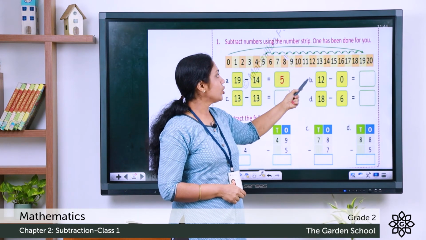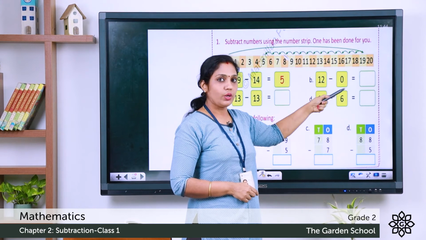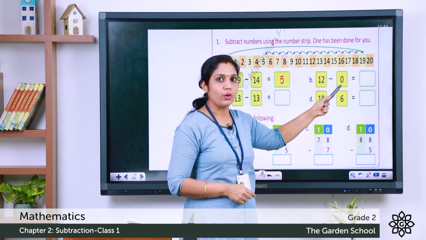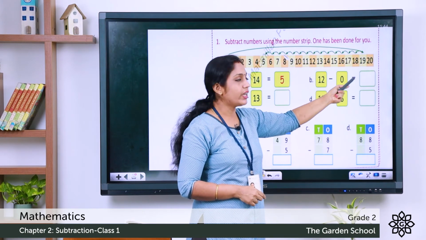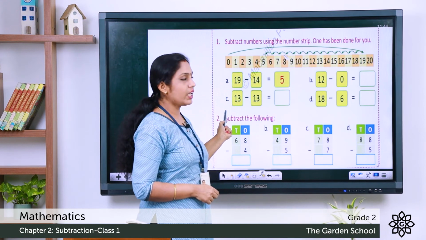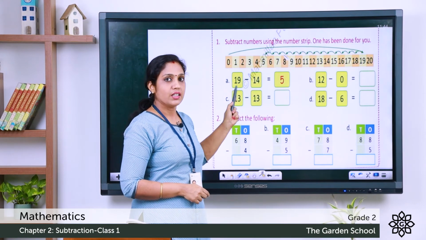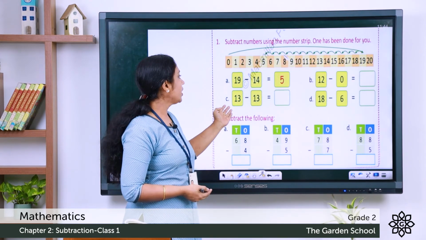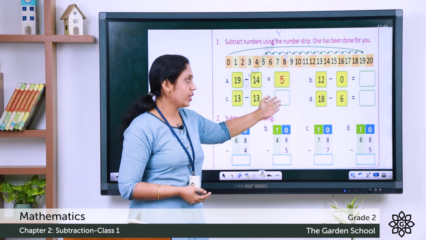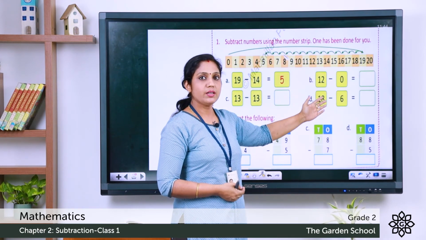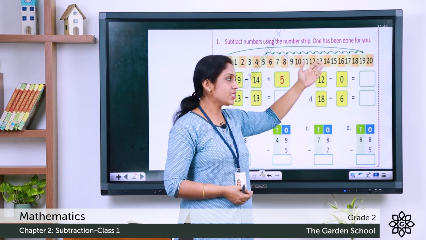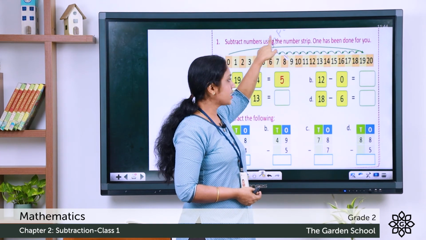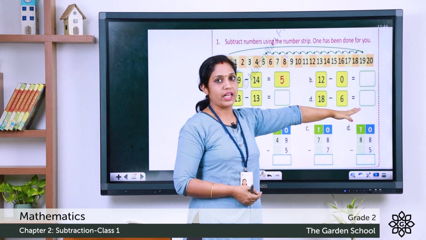We'll move on to B, 12 minus 0. Without using this number line, we have learned the subtraction fact. So 12 minus 0 will be the number itself. So you can write down 12 there. C, 13 minus 13. The number subtracted from itself is 0. So what is the answer? 13 minus 13 is equal to 0. Now the D, 18 minus 6. This you can do using this number line. So from the number 18, you need to move backwards 6 times and find out the answer for that.